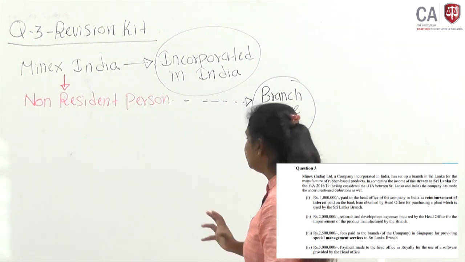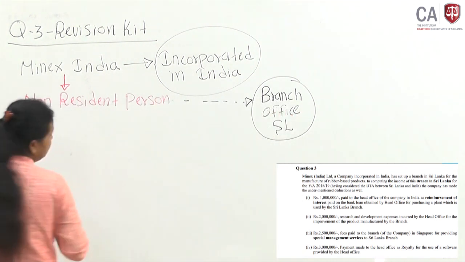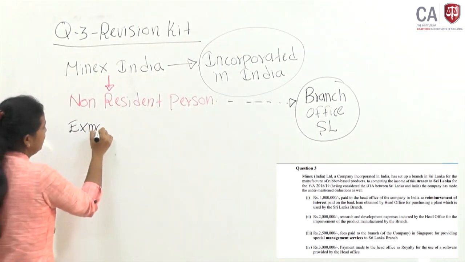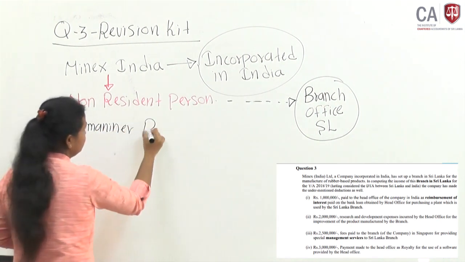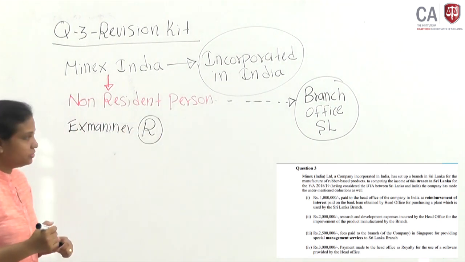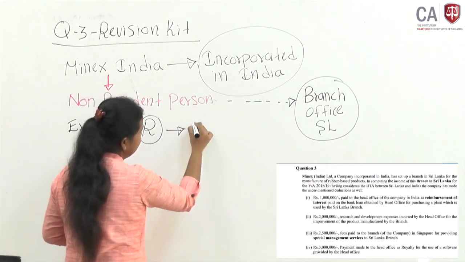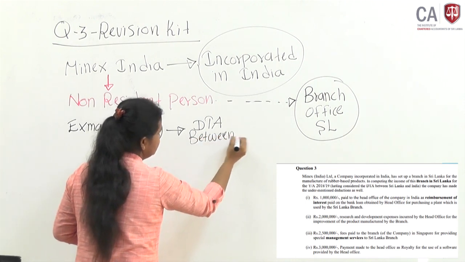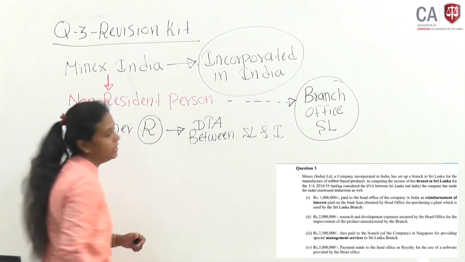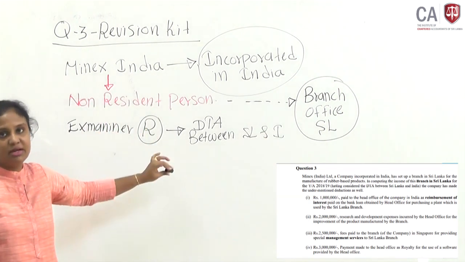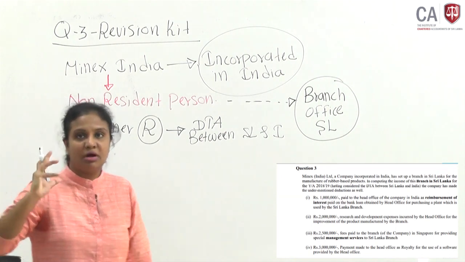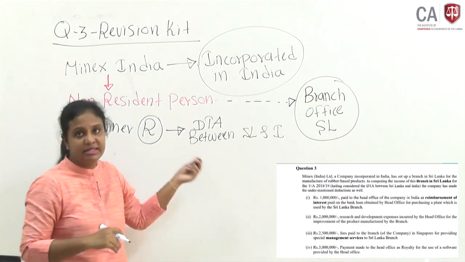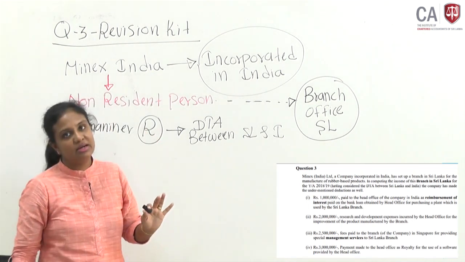Now, in the question, the examiner very clearly mentioned the requirement, which is compulsory and you should look at it. It very clearly says you should apply the DTA between Sri Lanka and India. Under this kind of situation, don't go and apply the provisions of the Inland Revenue Act, because the examiner's special requirement is to apply the DTA between Sri Lanka and India.